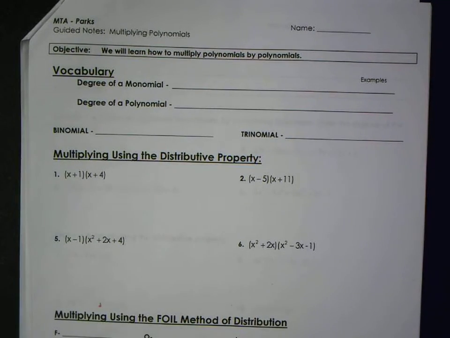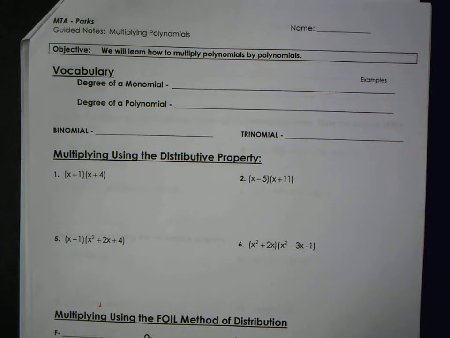So today we will learn how to multiply polynomials by polynomials. This is not learning, this should be review. The first thing I taught in AG2 was the degree of a monomial. So monomial means one term.